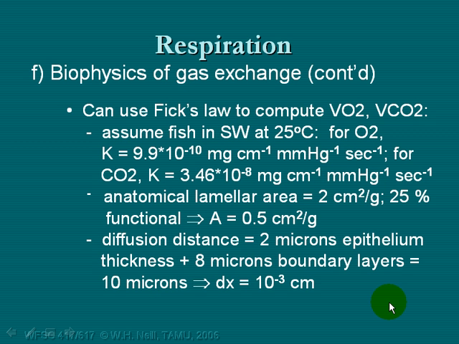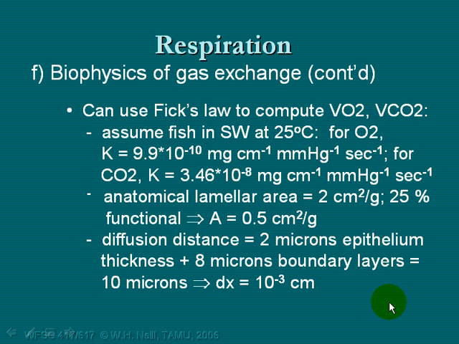The anatomical lamellar area we're going to assume for this representative fish is in the middle of the range that I gave you, 2 square centimeters per gram of body weight. And we're going to assume that 25% of the anatomical area is actually functional. So we're at 0.5 square centimeters per gram for A, the area.